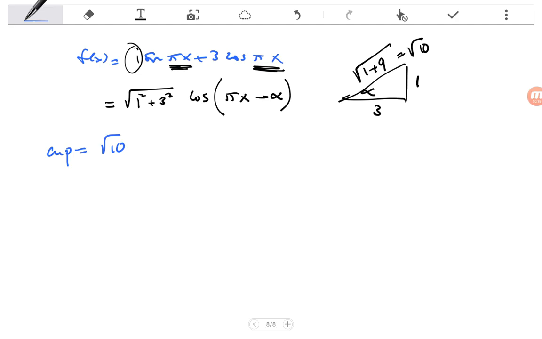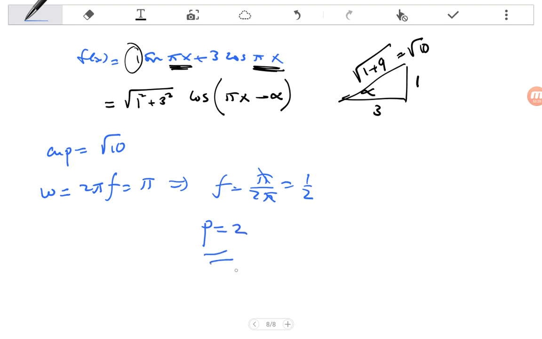What about the frequency? We have omega equal to pi. That's why F will be equal to pi over 2 pi, which is half. That's why the period will be equal to 2. Okay? The period will be equal to 2.